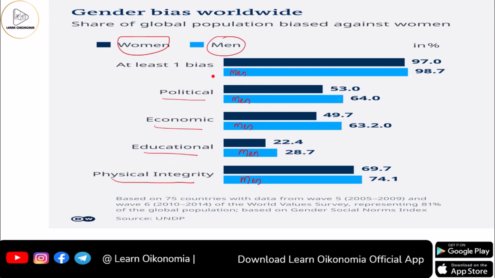With respect to at least one type of bias, you can see that 98% of men are biased against women, and 97% of women are biased against women. Regarding the political aspect, 64% of men are biased against women and 53% of women are biased against women. Regarding the economic aspect, 63.2% of men and 49.7% of women are biased against women. Regarding the educational aspect, 22.4% of women and 28.7% of men are biased against women. Regarding physical integrity, 69.7% of women and 74.1% of men are biased against women.